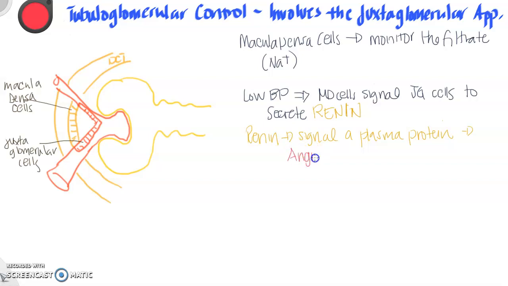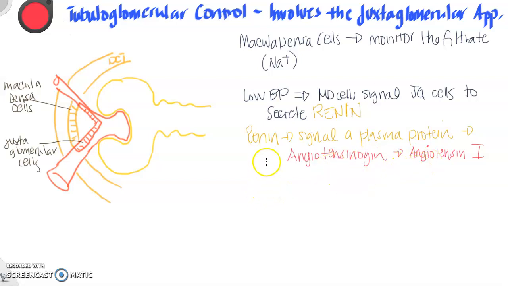So angiotensinogen. This is a plasma protein. It's floating around the blood all the time. Okay, but it's not active. Renin is what makes it active. And so when renin comes into contact with angiotensinogen, it becomes angiotensin 1.